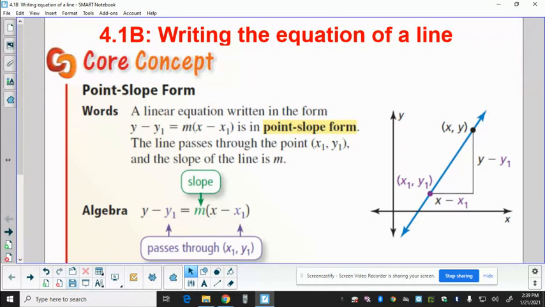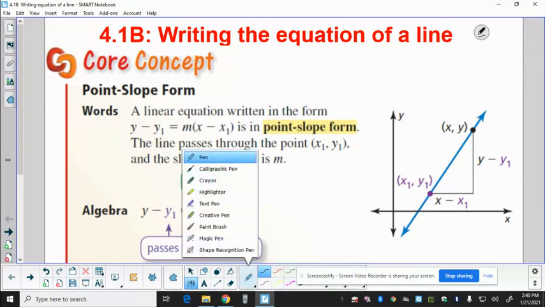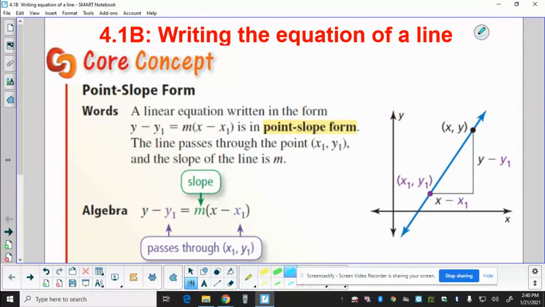Well, it's very simple. If you are provided with a point that you know is on the line and the slope of a line, whether it's given to you in written form or on a graph, you're going to use this formula. And I'm going to highlight it for you. This is what we're talking about right here. This is the point slope formula.